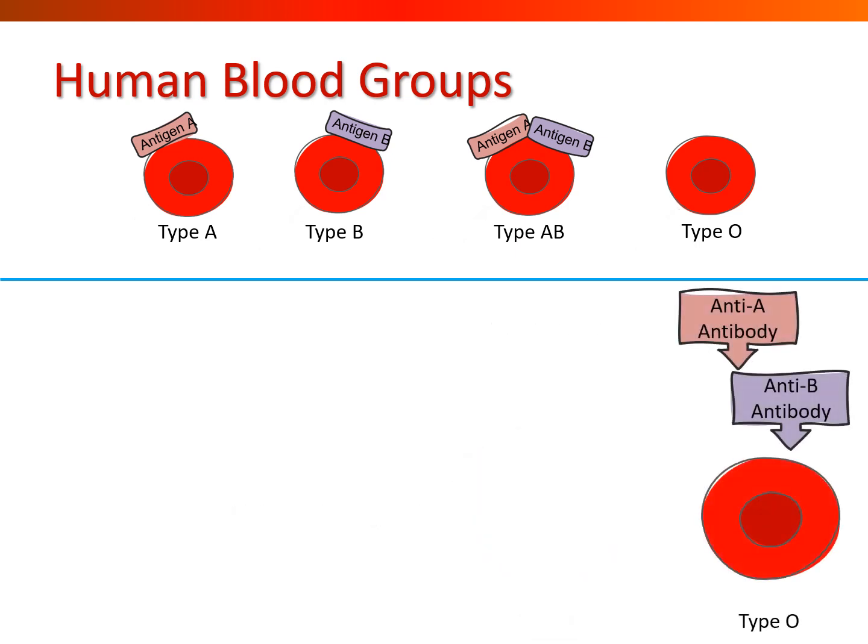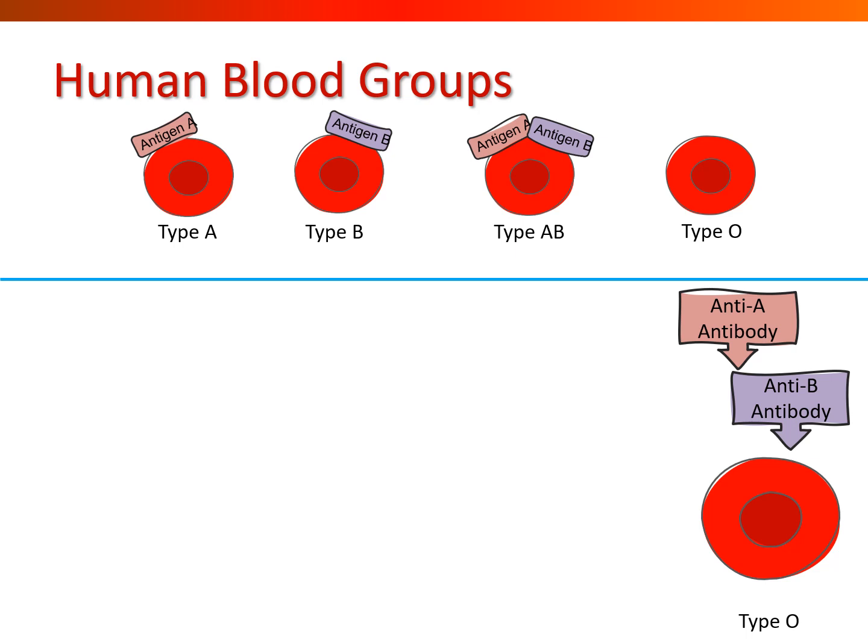Now, our last blood type is going to be type O, and it has neither antigen A nor antigen B on its cell surface, which means that this blood type will have both antibodies. It has anti-A antibodies and anti-B antibodies. So let's see who can give to O.